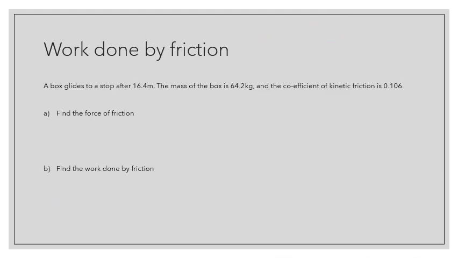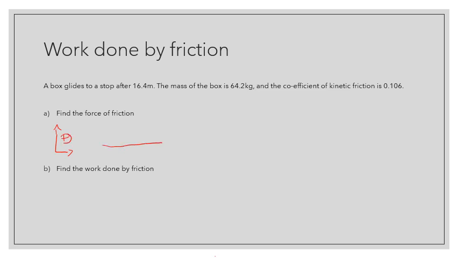So here's an example of a question where the work is done by friction. A box glides to a stop after 16.4 meters, the mass of the box is 64.2 kilograms, and the coefficient of kinetic friction is 0.106. So first we need to find the force of friction. So let's define this as the positive direction.